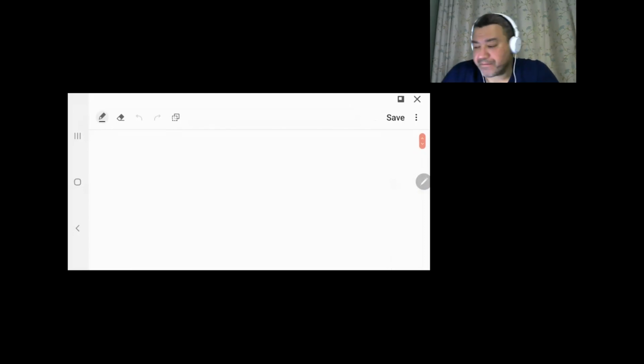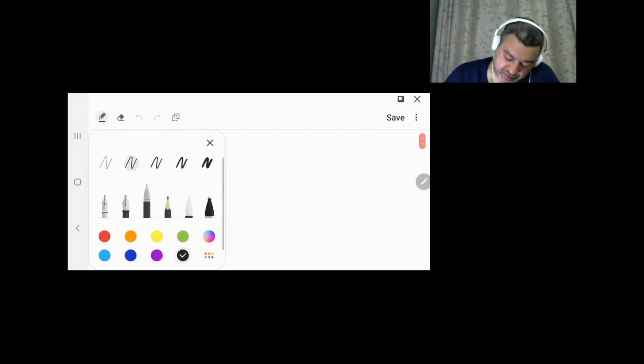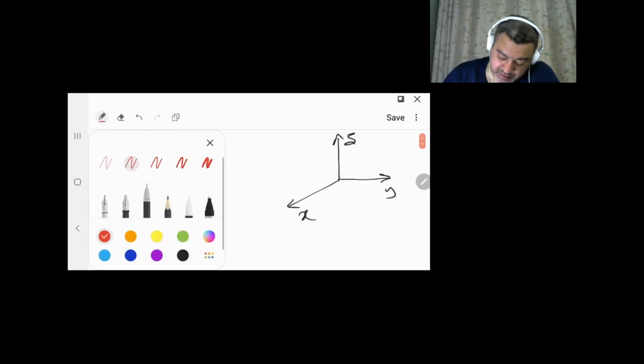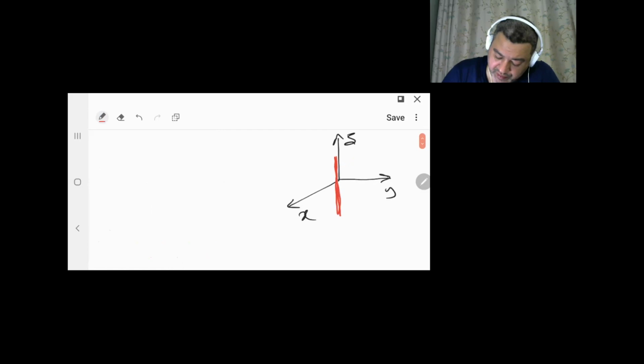Okay, so here we have a wire that has a length of 25 centimeters and lies along the z-axis. So if I am to draw that, X, Y, and Z. Then I have my wire on the Z like this. It doesn't matter where it is. It is along the Z.